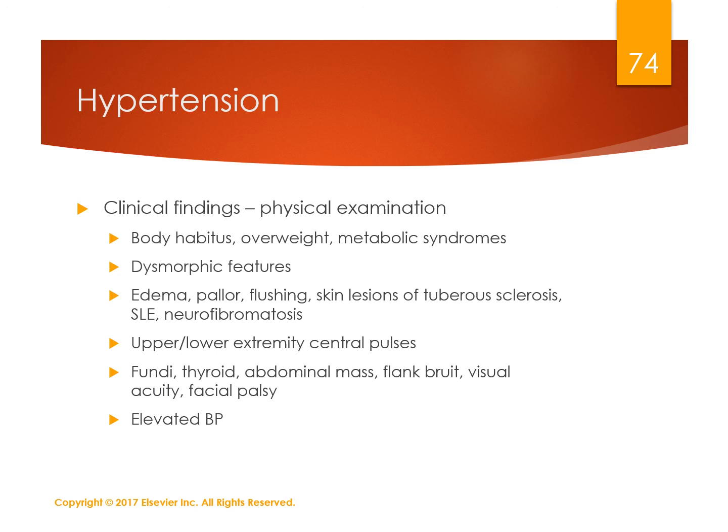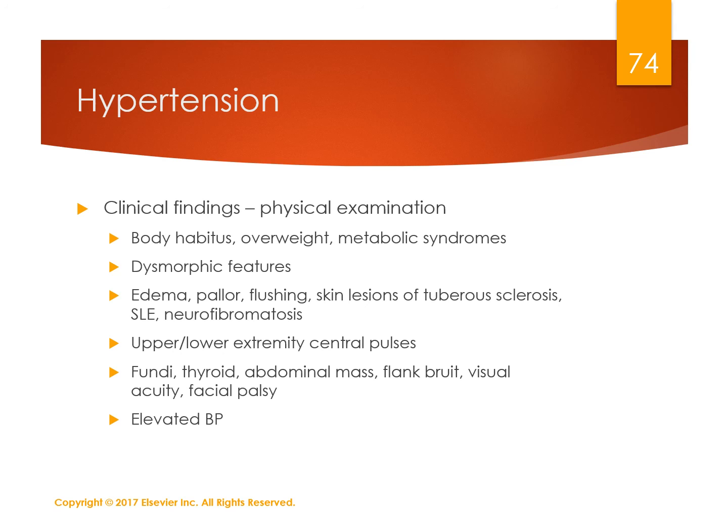Clinical findings on the physical examination. We're going to look at their body habitus. So are they overweight? Do they maybe have some metabolic syndromes? Again, any dysmorphic features, because some of those congenital conditions can have hypertension as a symptom. Edema, pallor, flushing, skin lesions of tuberous sclerosis. We're worried about lupus, neurofibromatosis if they happen to have any cafe au lait spots.